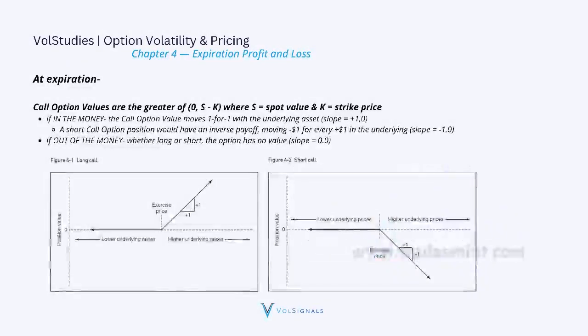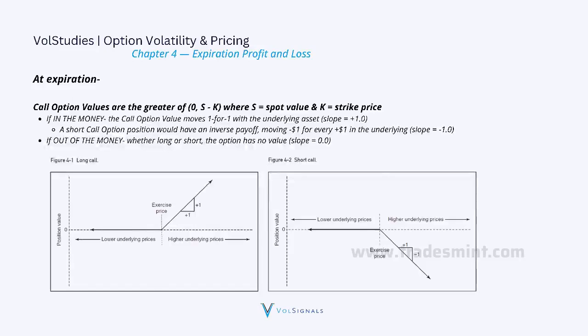Another way to put this, at expiration, a call option's settlement value is going to be the greater of 0 or S minus K, where S is the spot value and K is the strike price. That determines how far in the money that call option is. And once it's in the money, the call option has a delta of 100. It's entirely intrinsic, and the slope is 1.0, the same as the slope of the underlying.